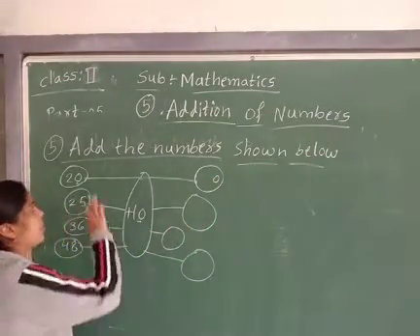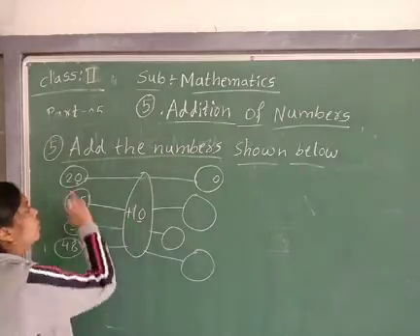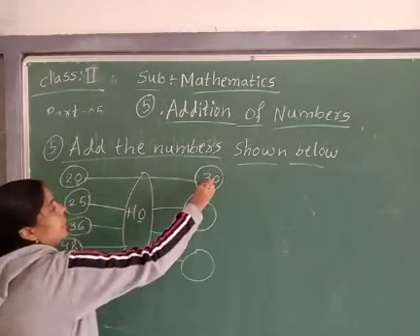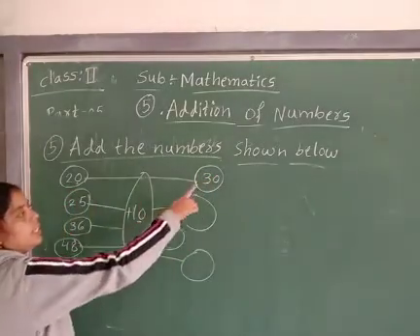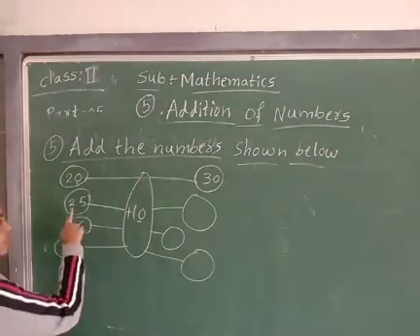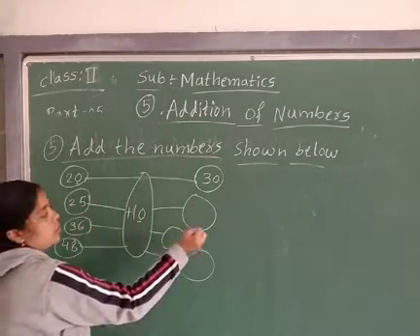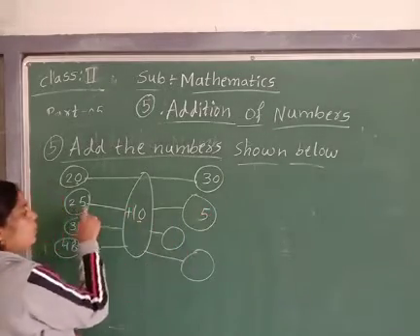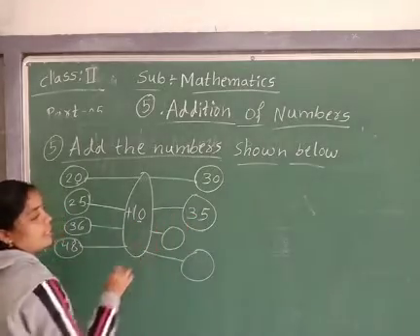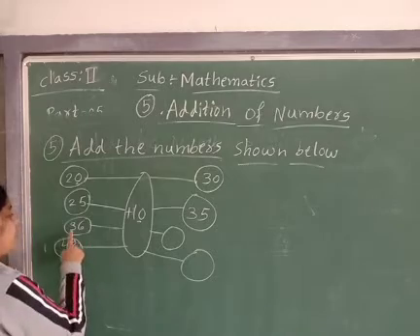Tens place number only. 2 plus 1. This 1 only, children. 2 plus 1, 3. 30. 20 plus 10 equals 30. Do you understand here? 25 plus 10. 5 plus 0, 5. 2 plus 1, 3. 35. 25 plus 10 equals 35.